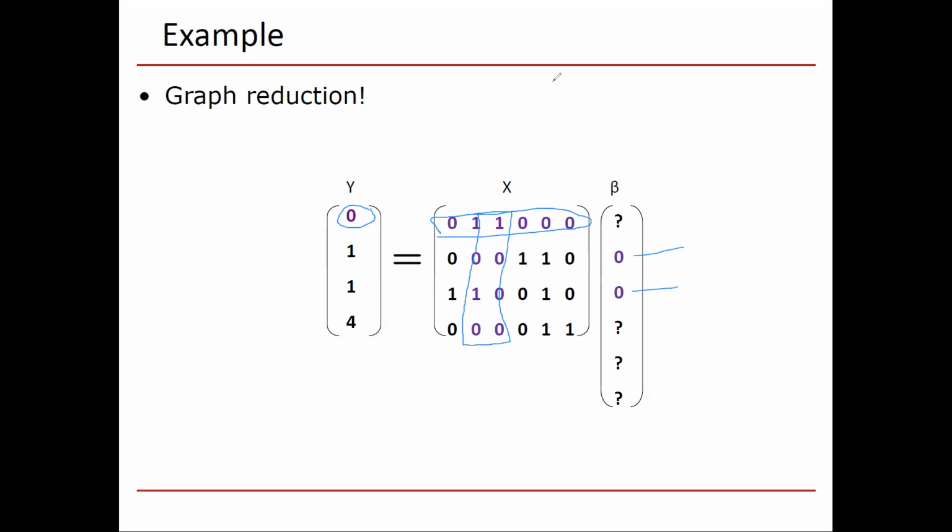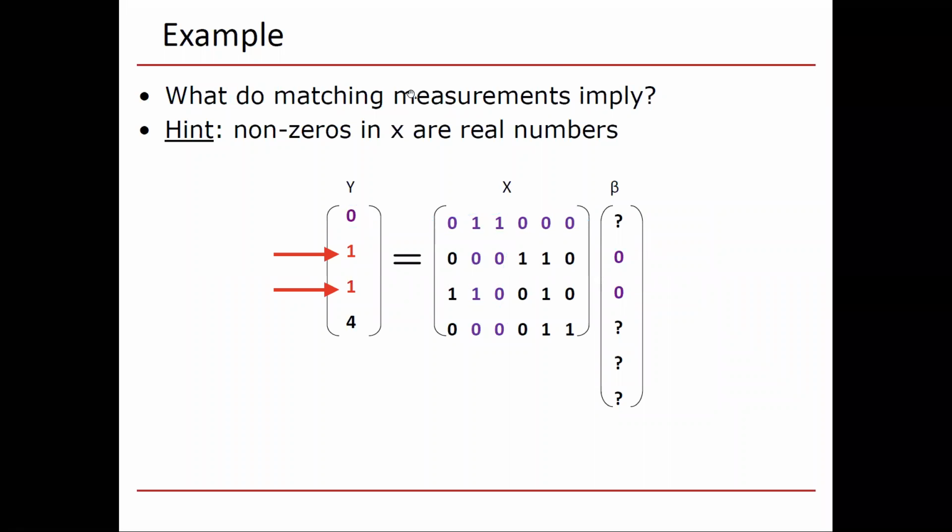Earlier we had 4 measurements, 6 unknowns. Now we have 3 remaining measurements and 4 unknowns, a smaller problem. So the next step in this algorithm, one step is to identify 0 measurements. The next step is oftentimes in this algorithm we have matching measurements. So here these 2 measurements are both 1.